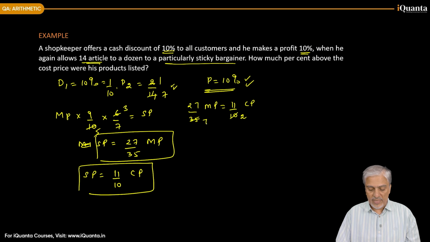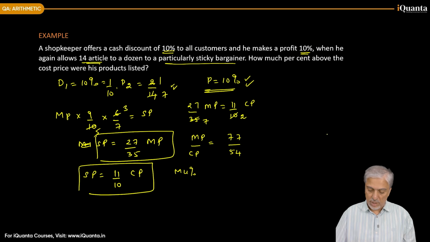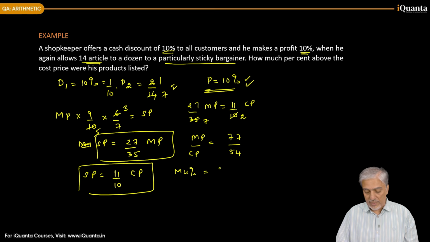5 2s are 10, 5 7s are 35. Let's keep the mark price here and bring the cost price down. 7 11s are 77, 27 2s are 54. Nothing is cutting. We want to know the markup percentage. So markup percentage will be the difference between these two. That will be how much? 77 minus 54 is 23. Markup is 23. So 23 upon 54 into 100.